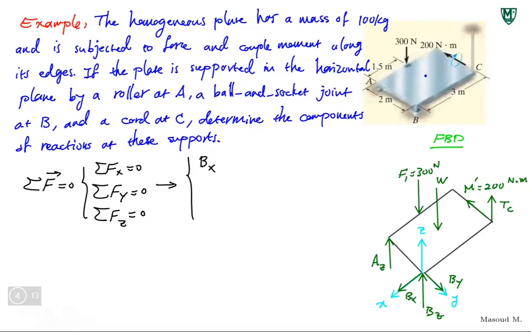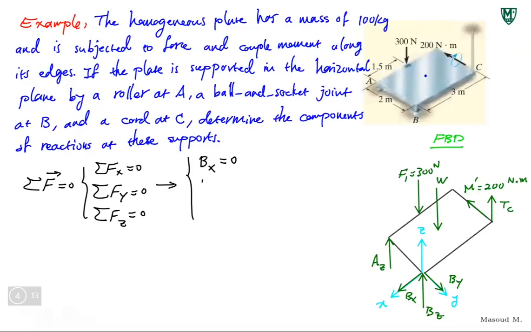Anything else in X direction? Not really. Yeah, just BX. So BX is equal to 0, meaning that that ball and socket joint is not handling or tolerating any force applied to it in X direction. Good for us. How about Y direction?